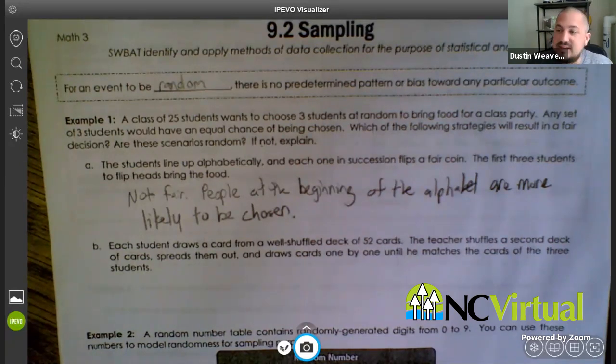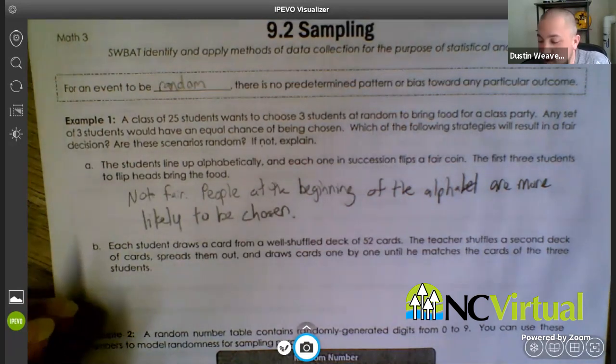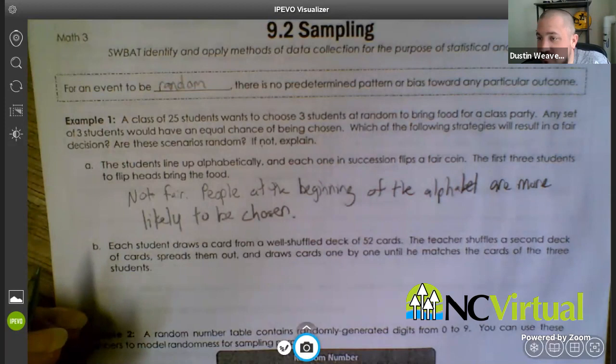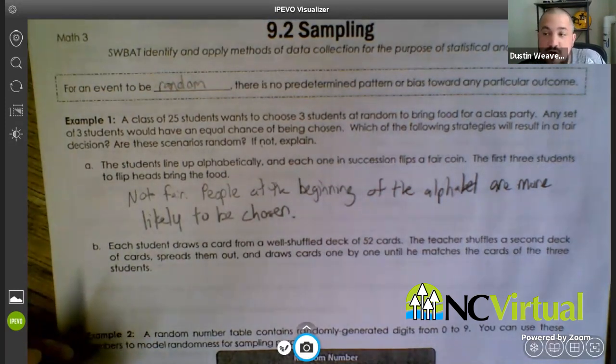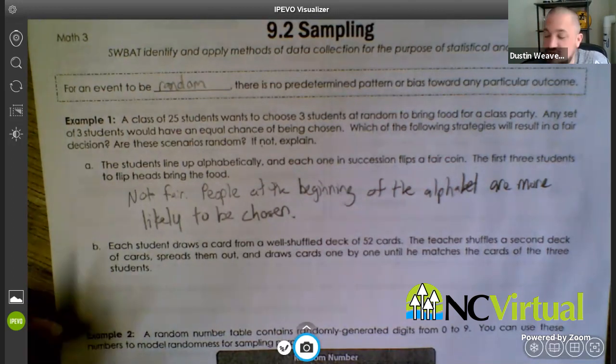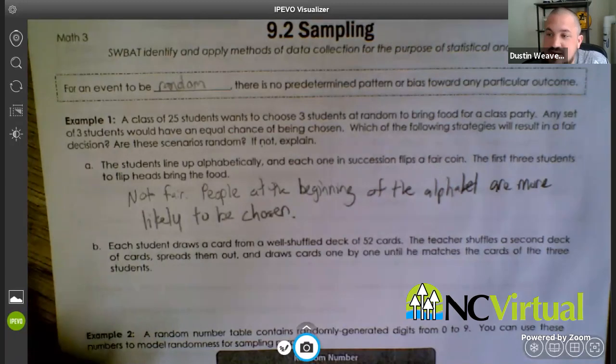By the time I get to the last name of F or G, I may have already gotten my 3 students to bring food. So all the students towards the end of the alphabet may never be asked to bring food, right? The students at the beginning of the alphabet, if they get chosen, are going to have a 50-50 chance of either bringing food or not. But I'm not going to get to the students towards the end of the alphabet. So it's unfair because everybody's not having that 50-50 chance, okay?